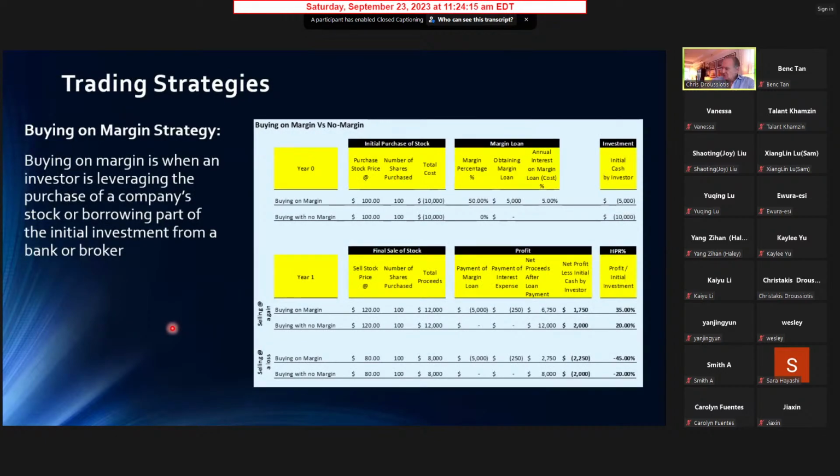Now, there are trading strategies. There are a few trading strategies I want to go over. So buying on margin is when somebody says, I'm buying on a margin, or buying without a margin. Buying on a margin means you borrow part of the money to buy the stock.